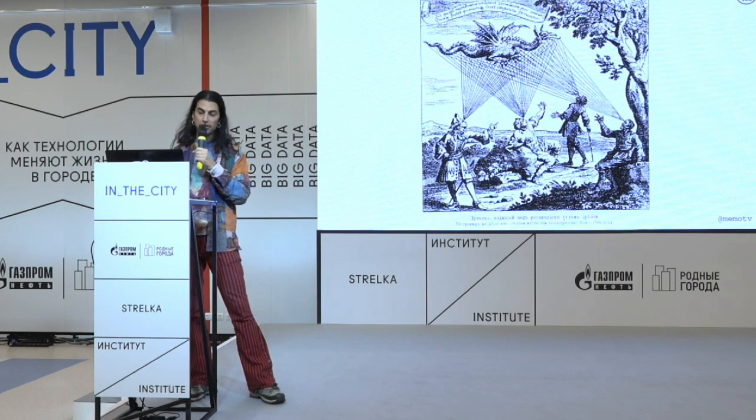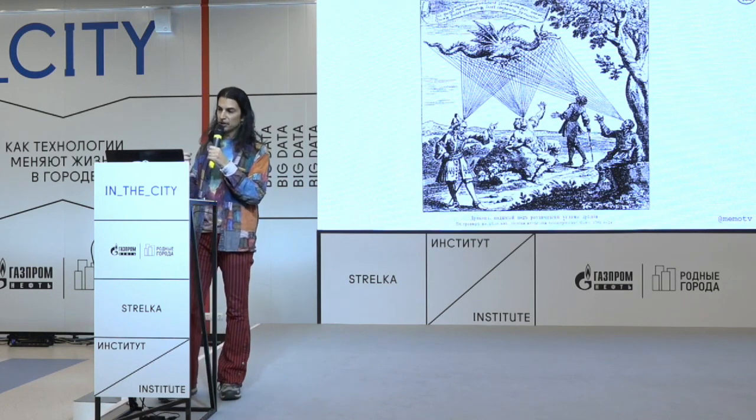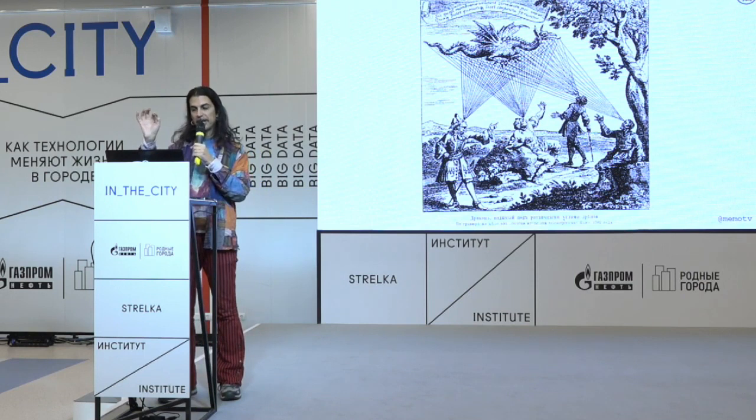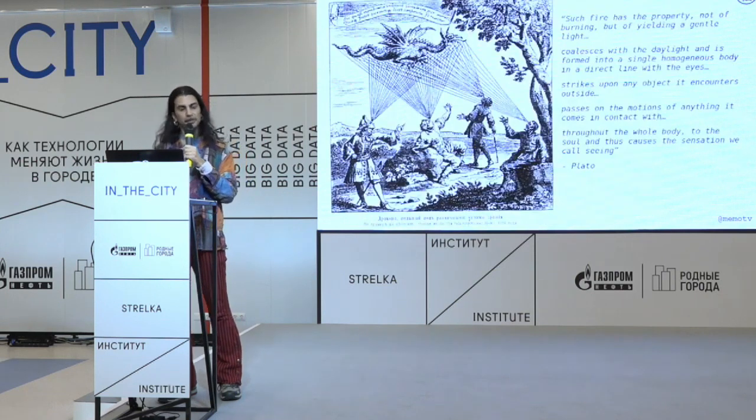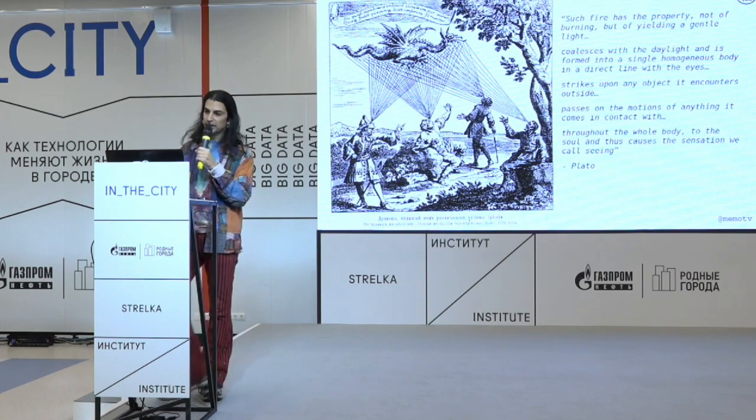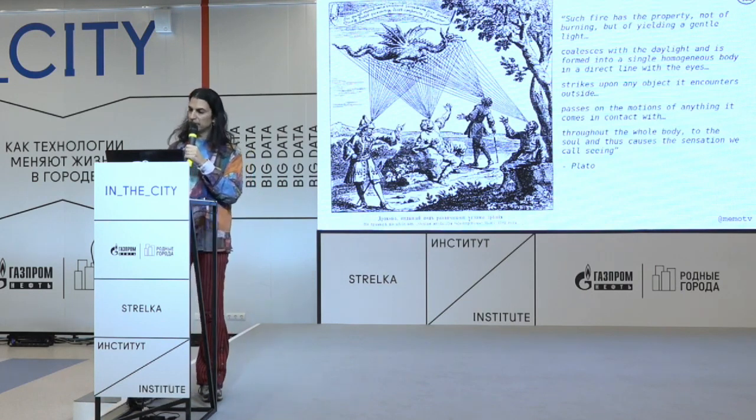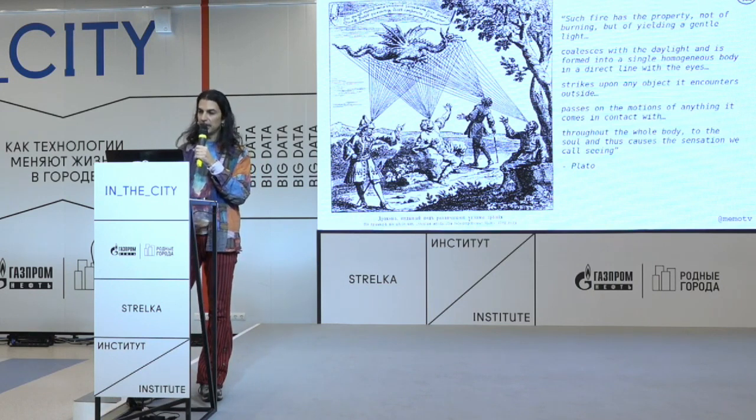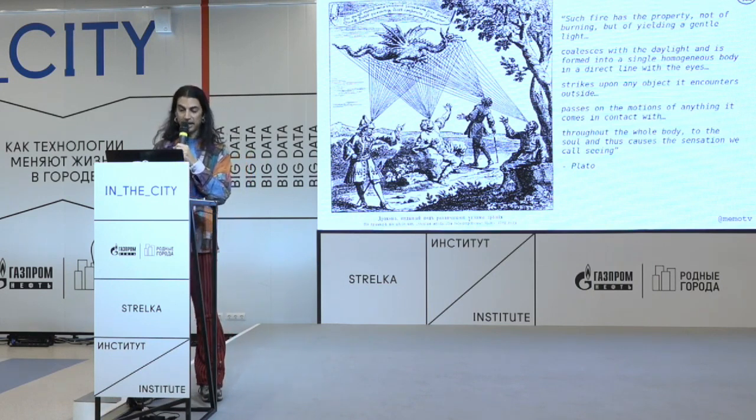So since the days of the ancient Greeks, it was believed that the way seeing happened was that we shot rays out of our eyes, and those rays hit objects in the world, and that's how we saw. In fact, even someone as smart as Plato believed that the eye contained fire, such that such fire has the property not of burning, but of yielding a gentle light. It strikes upon any object it encounters outside, and it passes on the motions of anything it comes in contact with throughout the whole body to the soul, and thus creates the sensation that we call seeing.